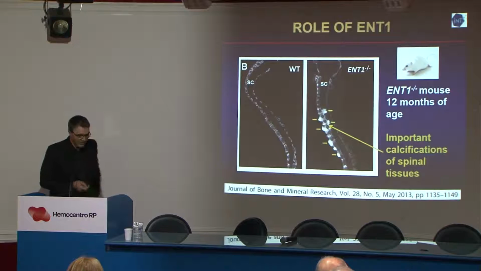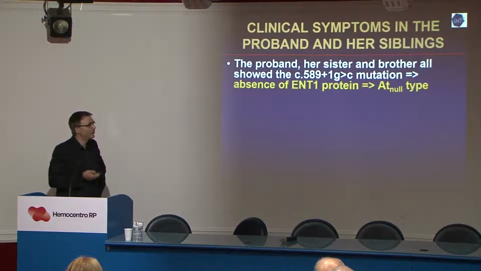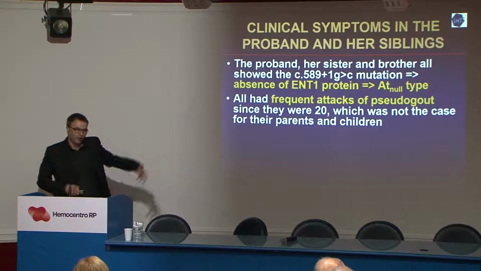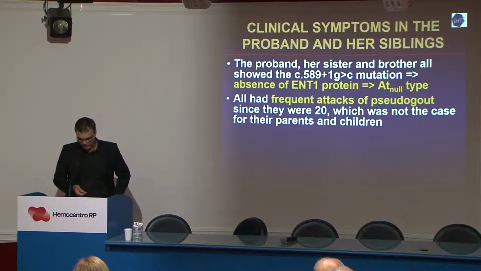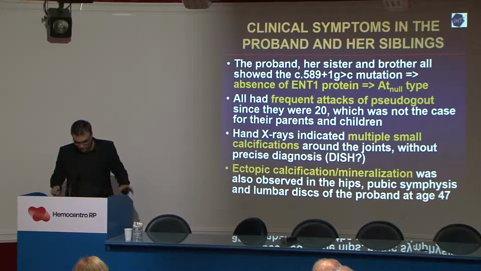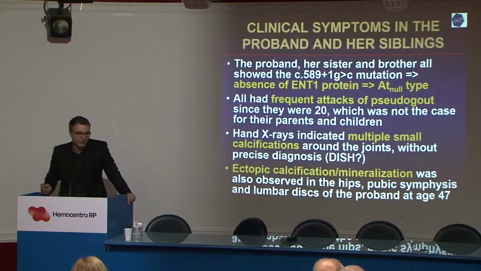And what was very interesting is that when we had more information about the lady, the French lady, she said she was sick for quite a long time. She suffered frequent attacks of pseudogout since she was 20, and this was not the case for her parents and children. And there are multiple small calcifications around the joints and without precise diagnosis, but it was said to be possibly a DISH. And also ectopic calcification and mineralization observed in many other places.